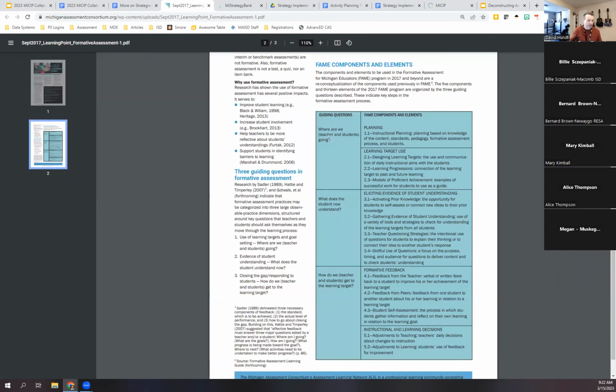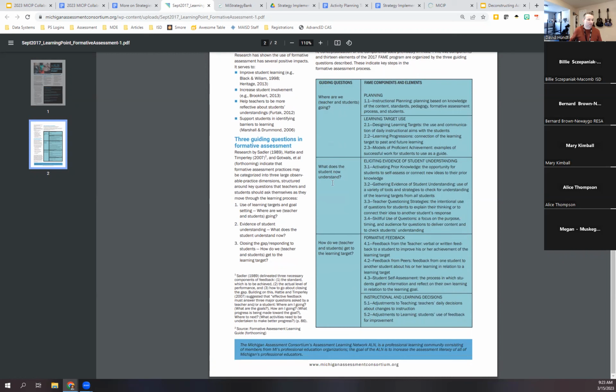Where are we going? What does the student now understand? And how do we get to the learning target? Out of those guiding questions, there were specific components. Where are we going had a planning component and a learning target, and each one of those had some subparts. What does the student now understand had eliciting evidence of student understanding. And how do we get to the learning target had two spots: formative feedback and instructional learning decisions. So if you want to select formative assessment as a strategy, which quite a few of my districts do, there's a lot that goes into it.